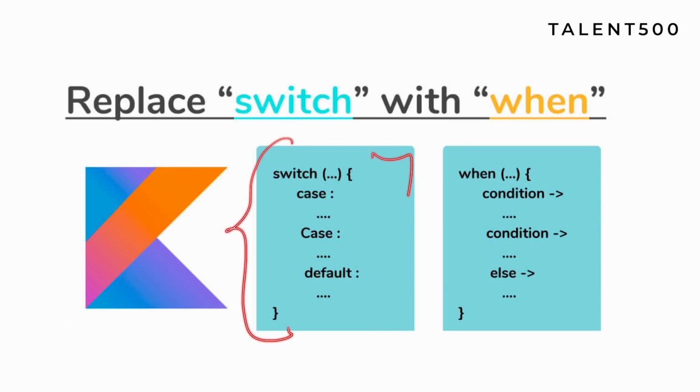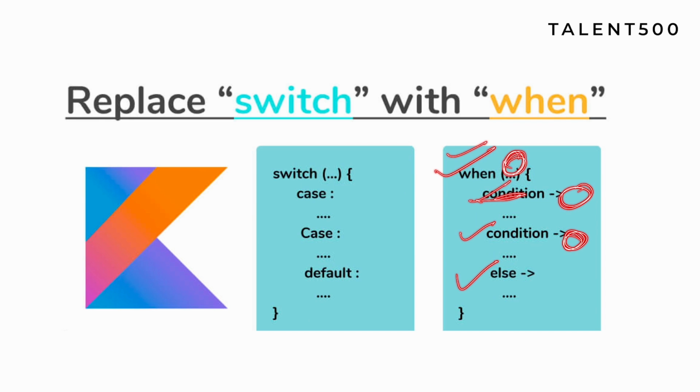Switch we used to write like this. Switch we used to give an option here, and then if the case matches, it used to execute the respective code block, right? In the same way, when will check all conditions. If any condition is met, then it will execute the block of code that is associated with that respective condition.